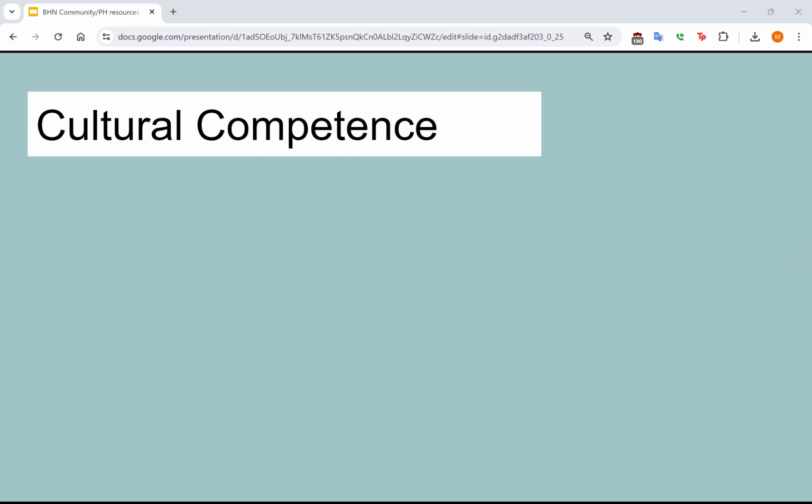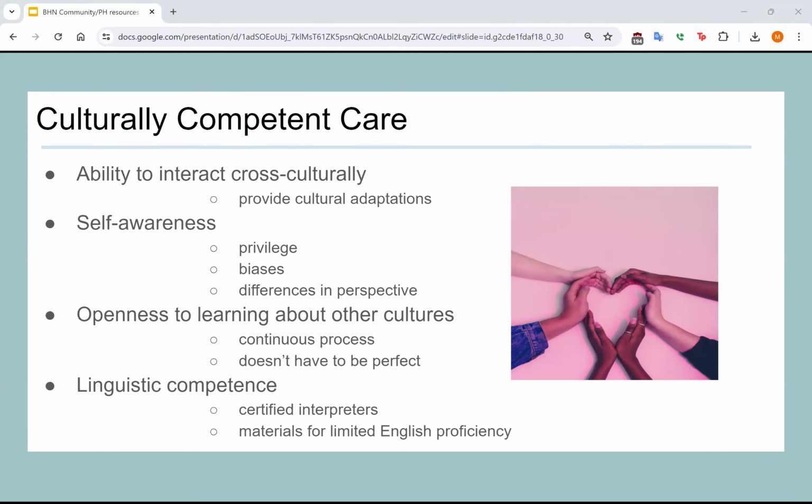Moving on to cultural competence, which is another really essential component of public health and community health. The reason it is so essential is that it is necessary to provide care that's equitable, and we saw how important equity is to public health. To put it really simply, cultural competence is the ability to interact cross-culturally, providing different adaptations for the group that you're working with.